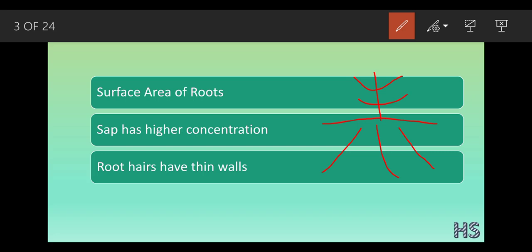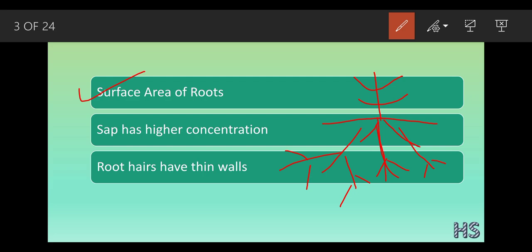This root system has a large surface area. This is a single root, this is a single root, and this is a single root. I will call them the main roots. Then it divides into two. This is called the secondary. More division of the roots will lead to better absorption of water. The more the surface area of the roots, the greater would be the absorption of water by these roots.